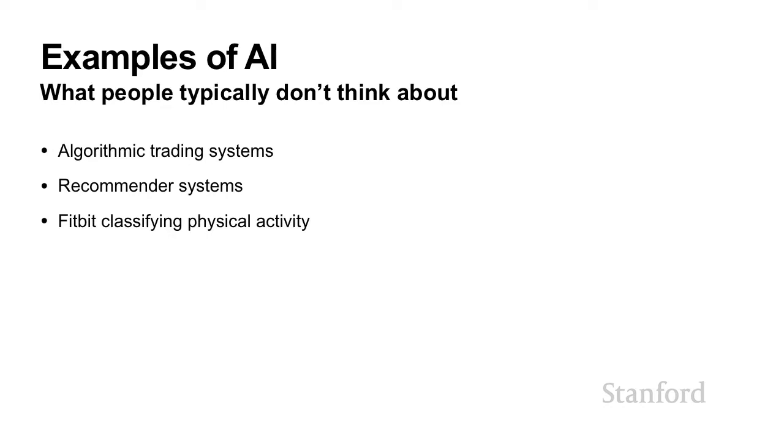Another example would be Fitbit, classifying your physical activity. And it does it just based off of your heart rate and the number of steps that you take. It can figure out whether you're swimming or running.